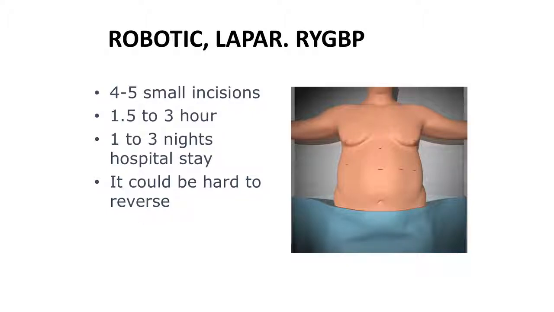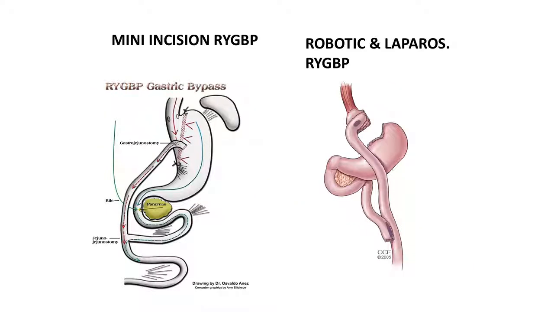This one uses 5 or 6 incisions, as for the robotic or the laparoscopic gastric bypass. It takes 1.5 to 3 hours to do, same hospital stay, and it could be very hard to reverse. Because when you do a laparoscopic or robotic, you need to transect the pouch of the stomach. When you do it through my approach, the mini incision, you just staple in continuity. So should the need for reversal come, it's easier to put together the pouch of the stomach.